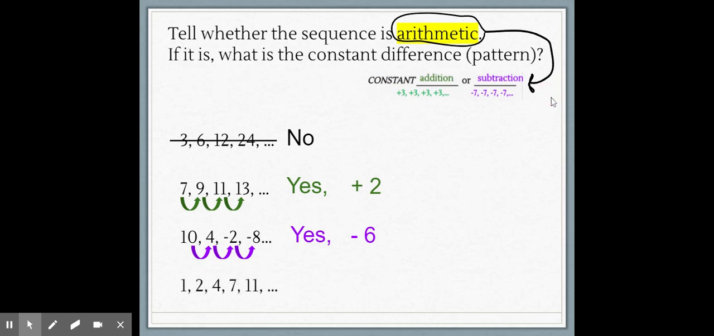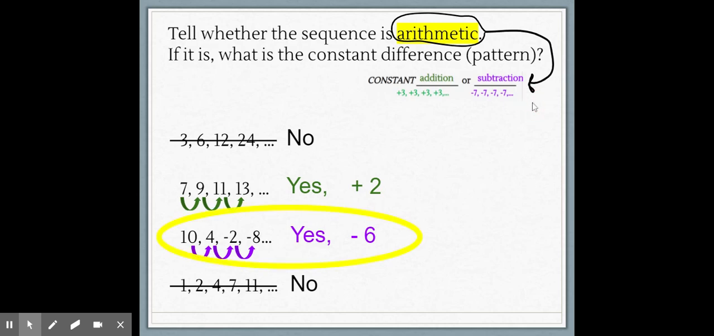And take a look at this one. 1, 2, 4, 7, 11. Is it a constant add or subtract pattern? No, it's not. It's an addition pattern, but it's +1, then +2, then +3, then +4. It's not constant. So in order for a sequence to be arithmetic, it needs to be a constant addition or a constant subtraction pattern in the numbers. And if it's arithmetic, you are going to be able to write a function rule for it.